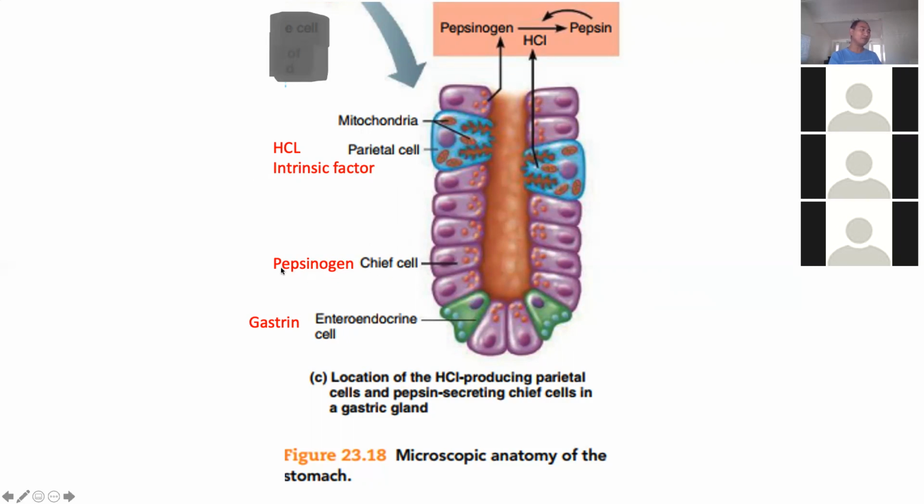Chief cell will secrete pepsinogen, and the hydrochloric acid from parietal cell will act on the pepsinogen to become pepsin. And enteroendocrine cells here. So enteroendocrine cells will secrete gastrin. Gastrin will stimulate the parietal cell to secrete hydrochloric acid.